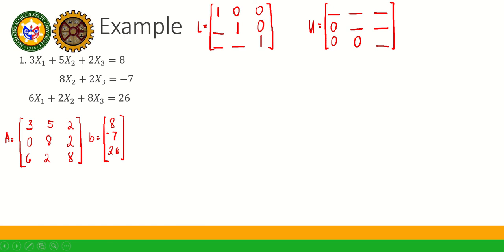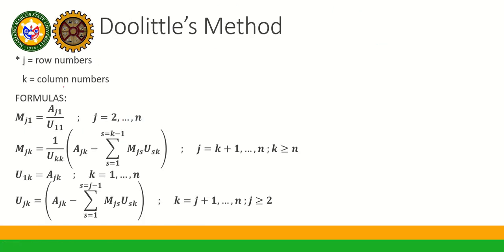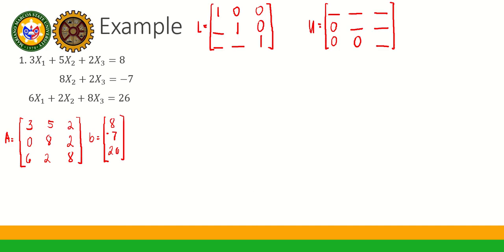So in solving for M21, meron tayong formula. Yung first formula natin is MJ1. So, fixed na sa column 1 siya gagamitin kasi naka-fix na 1 yung ating K. So, at J equal to 2, MJ1 is equal to M21, which is the element for this location sa ating L matrix. So the formula will be AJ1, what is J? That is 2, A21 all over U11. Now, ano yung U11 natin? So, simultaneously, solve natin yung dalawang matrices.